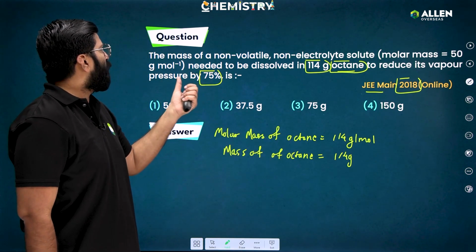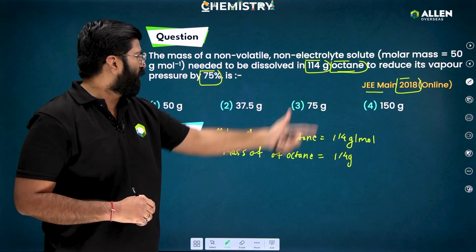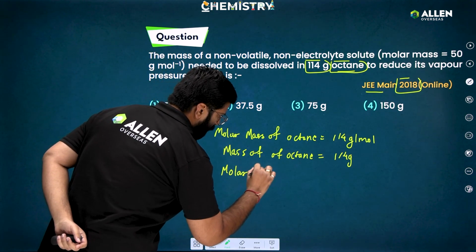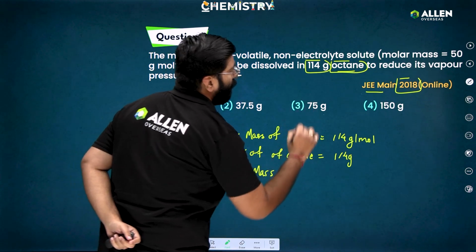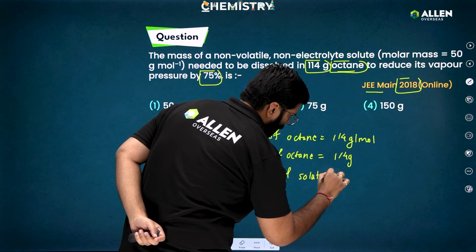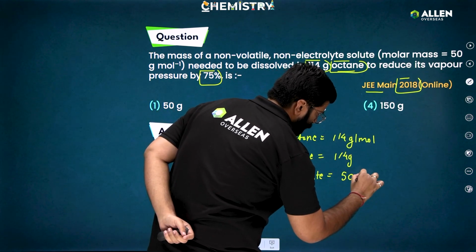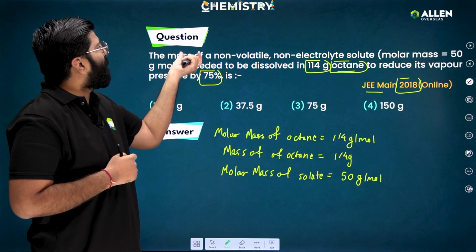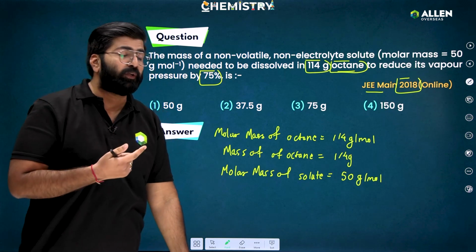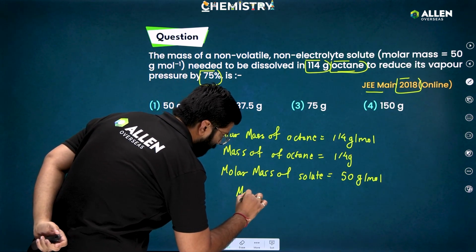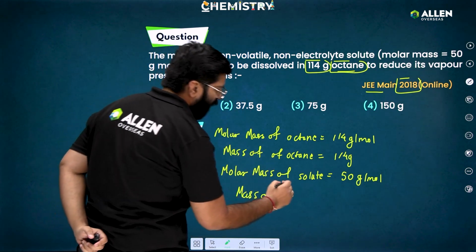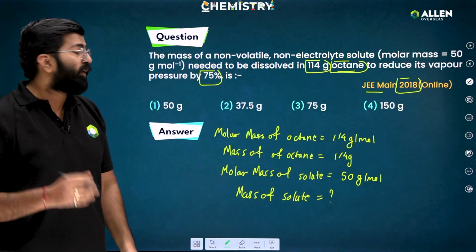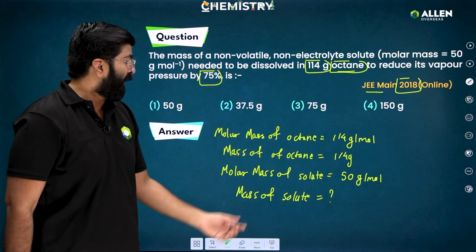Now next thing, are you given the molar mass of your solute? Yes, we are also given the molar mass of your solute. So I can write molar mass of solute is equal to 50 grams per mole. And what's the question? They want us to find the mass of non-volatile, non-electrolyte solute. So they want us to find the mass of solute. So this is our question over here. Now, in which direction do we solve this to find the mass of the solute?